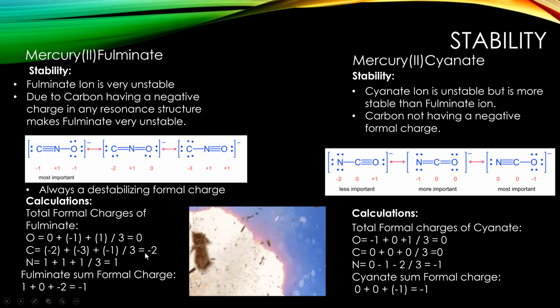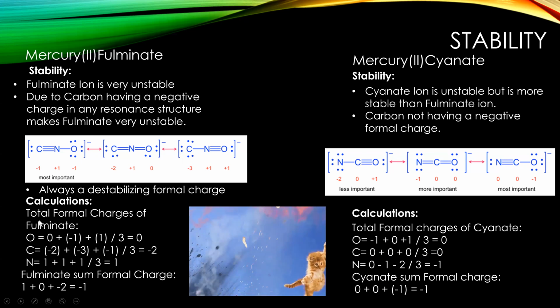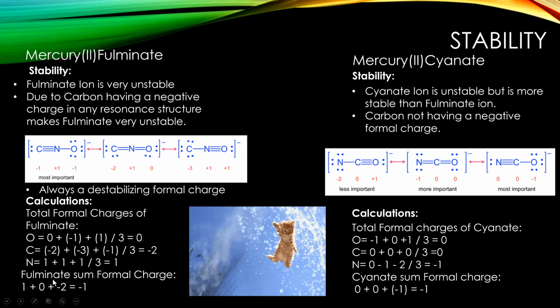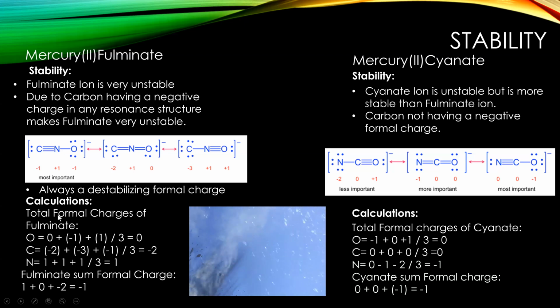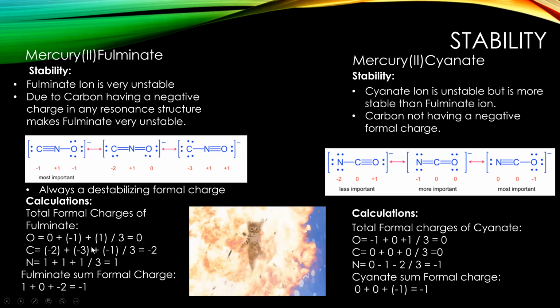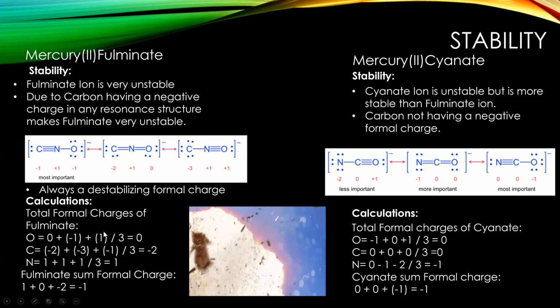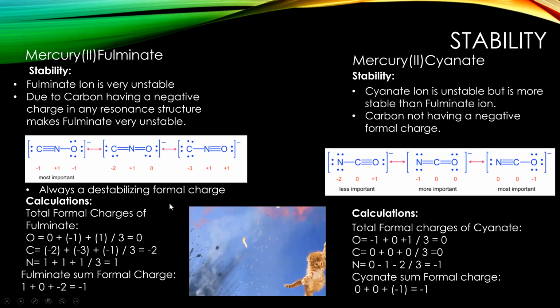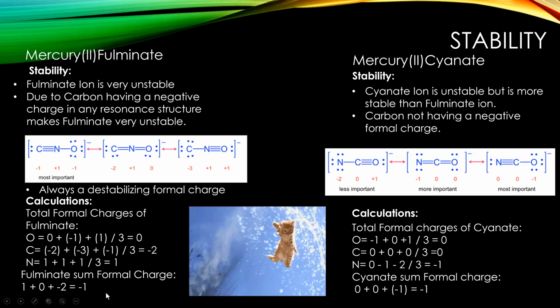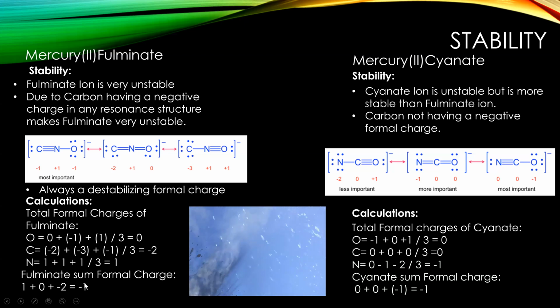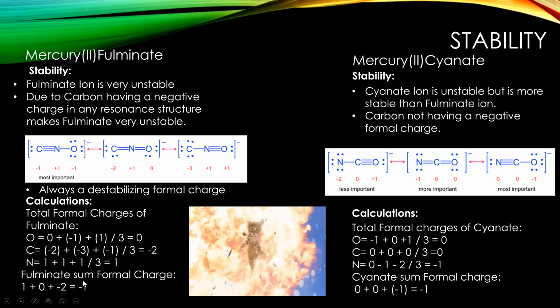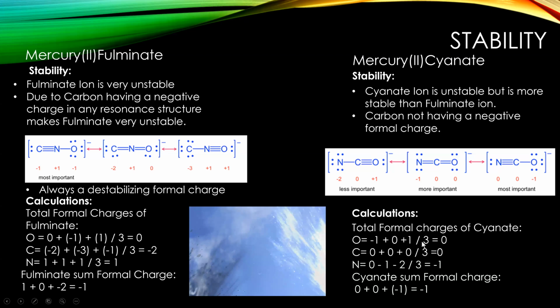After this, we try to find the fulminate sum formal charge, so we just find the total formal charges of each element by adding them together, as you can see here. By adding them and dividing by 3, because there are 3 different structures, we get the total. Then we add them all together, so we get the sum formal charge, and it'll be -1. We do the same here, and we get -1.